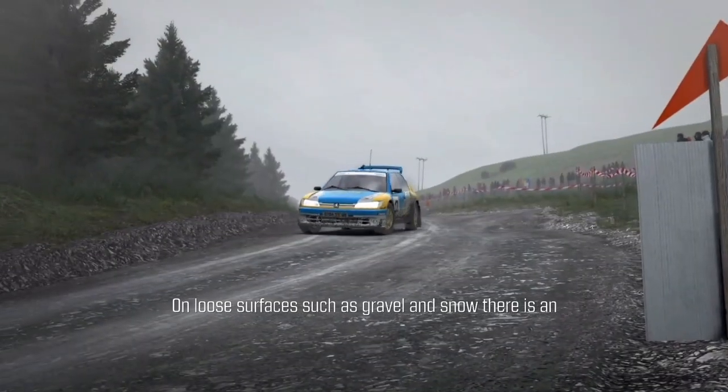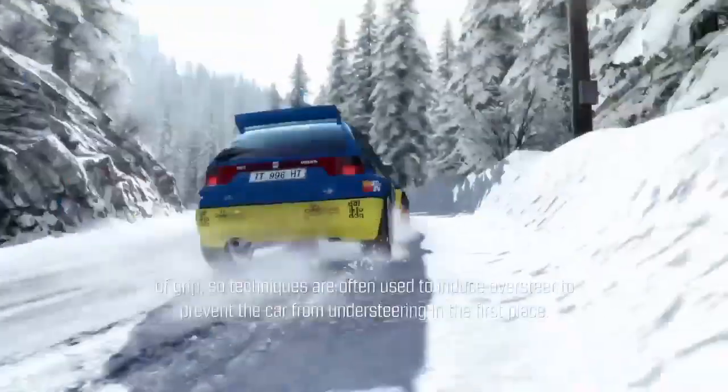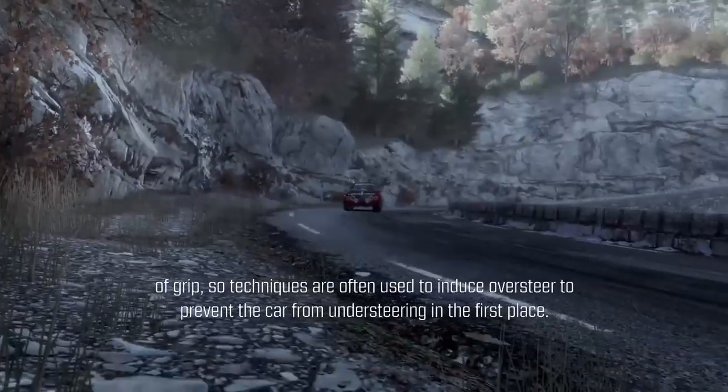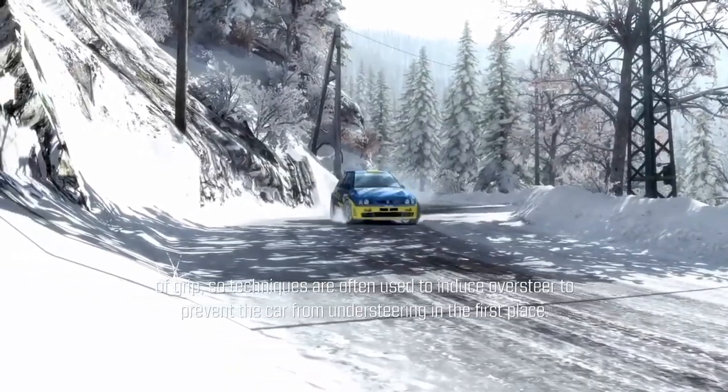On loose surfaces such as gravel and snow, there is an increased chance of understeer due to the reduced level of grip, so techniques are often used to induce oversteer to prevent the car from understeering in the first place.